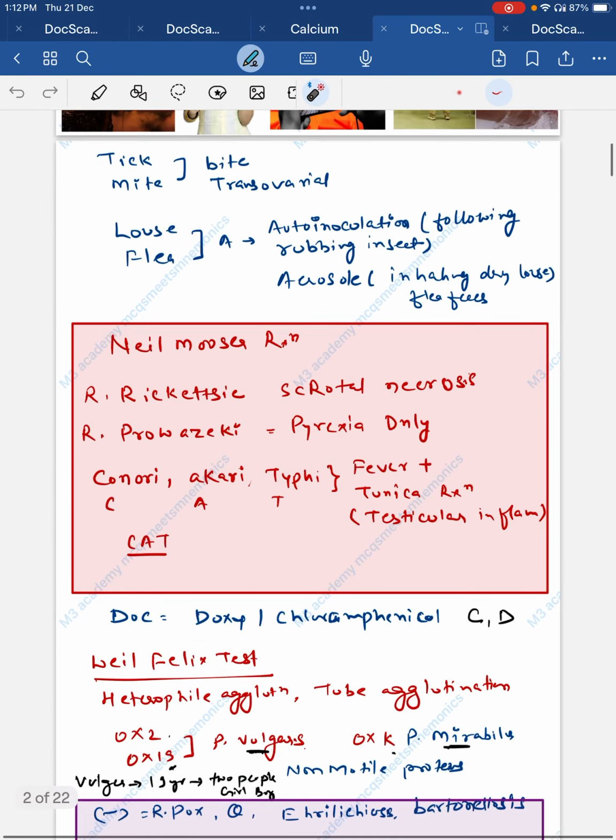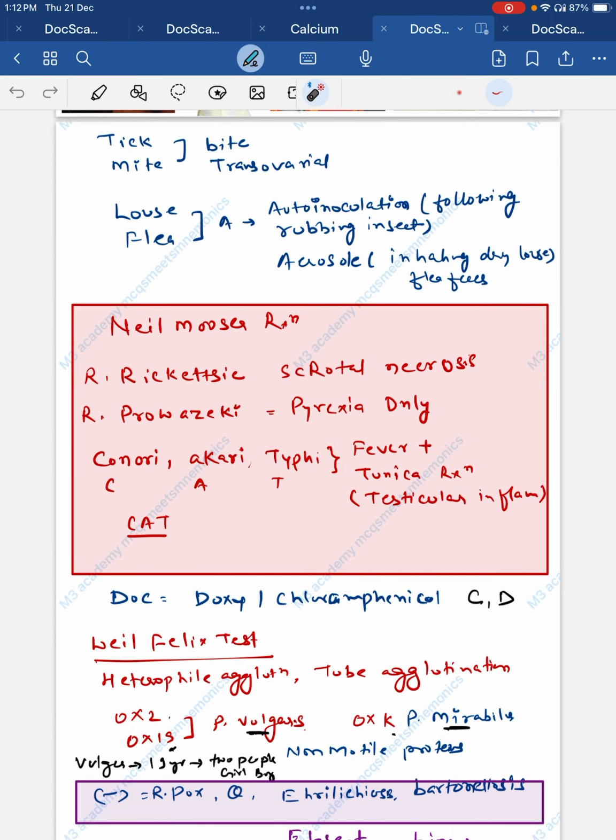Now, what is the Nil-Mooser reaction? When we inject this rickettsia into the body of a guinea pig, it can cause fever and scrotal inflammation. In the case of Rickettsia rickettsii, it only produces scrotal inflammation, R for R. In the case of Rickettsia prowazekii, it only produces pyrexia, meaning fever. And in the case of CAT, CAT meaning coronary artery and typhi, it produces fever with a tunica reaction. Tunica means testicular inflammation.